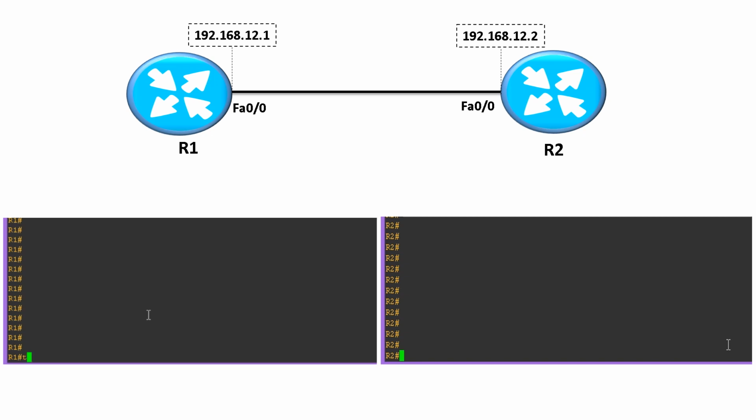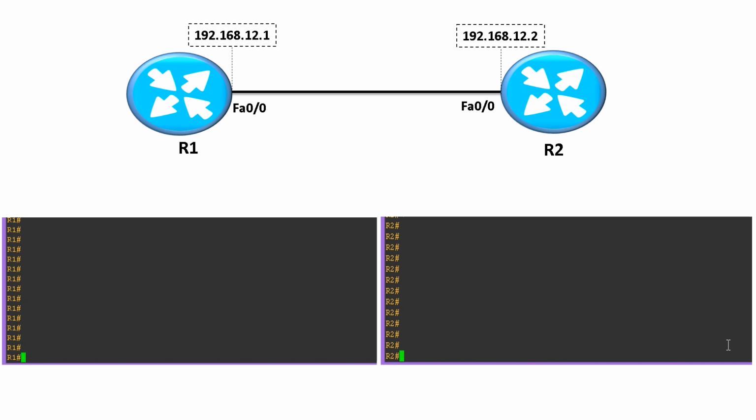As we can see, when I try to Telnet R2 with IP 192.168.12.2, I get error of password required but not set. So, I need to configure Telnet password on R2. I am already logged into R2 through console.